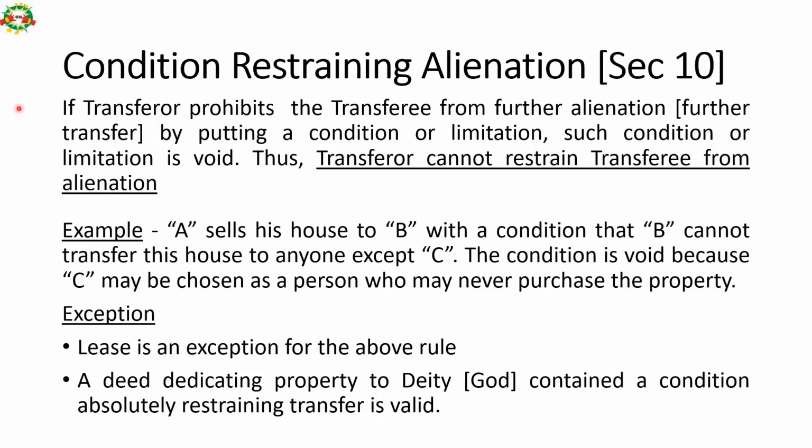Condition restraining alienation, section 10 of TP Act. If the transferor prohibits the transferee from further alienation, that is further transfer, by putting a condition or limitation, such condition or limitation is void. Thus, the transferor cannot restrain the transferee from alienation. For example, A sells his house to B with a condition that B cannot transfer this house to anyone except C. The condition is void because C may be chosen as a person who may never purchase the property.